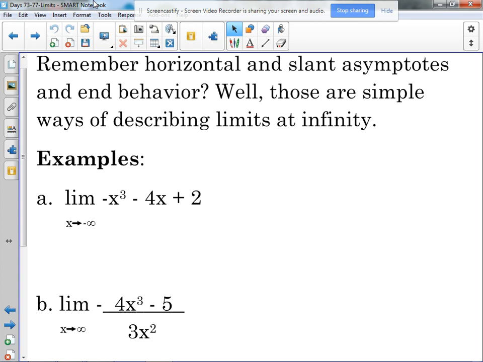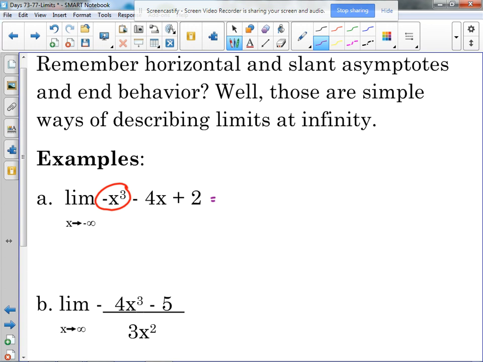Is x cubed more powerful than just x? Yes. Is it more powerful than multiplying x by 4? Yes. Is it more powerful than adding 2 to that? Yes. X cubed here, this first term, the highest degree term, when we're talking about infinity, is the most important part.